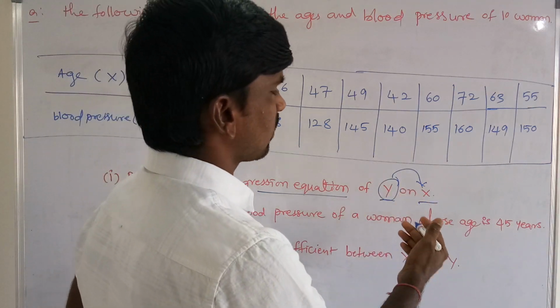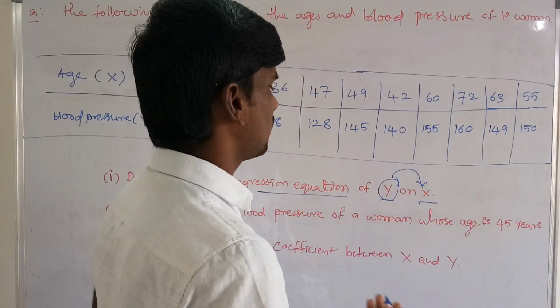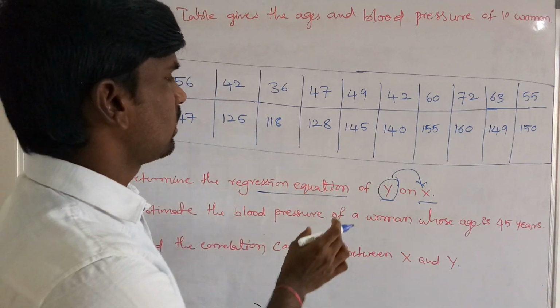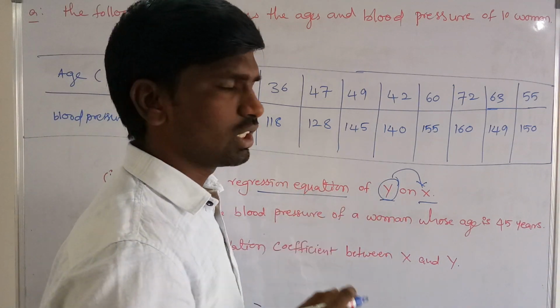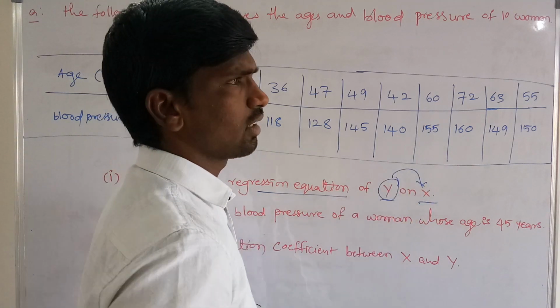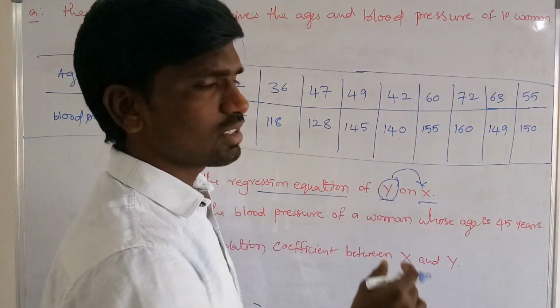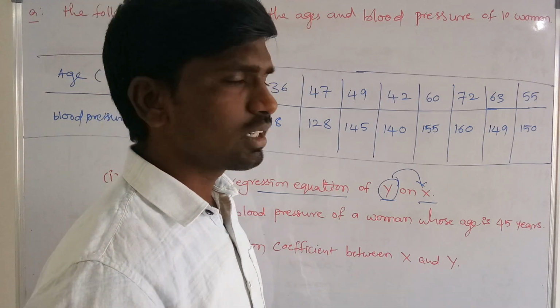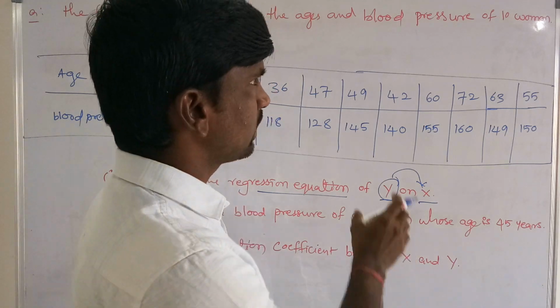Already we know how to calculate this type of equation in regression analysis. Here he is asking only one equation, that is Y on X. The problem relates to the assumed mean, so according to the assumed mean, we have to solve this question.